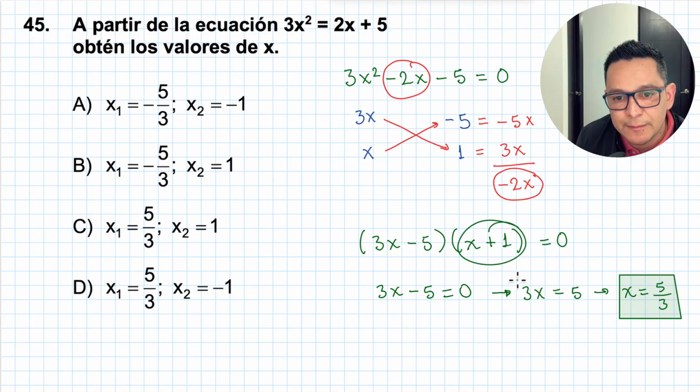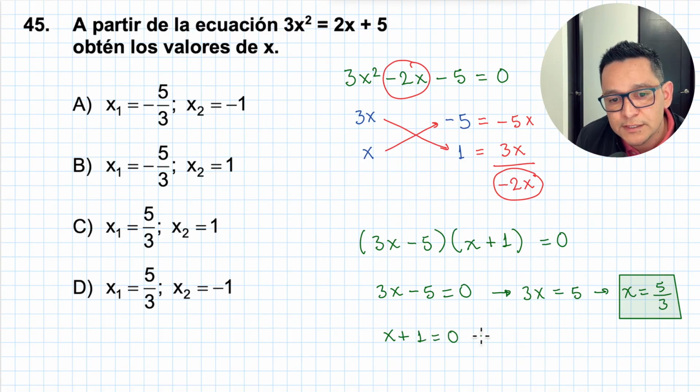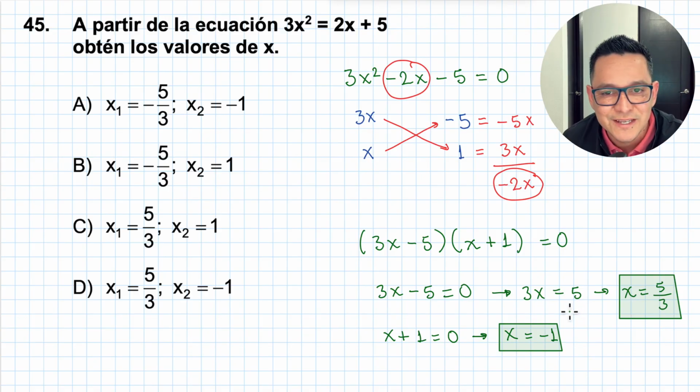Now from here, we're also going to set it equal to 0 to find another value for x. So I get x plus 1 equals 0. We solve for x here, and then we get that x is equal to minus 1. The reason is because that one was being added, and we're moving it to the other side as a subtraction, right? So, now we also have the solution for the other value of x. Well, this would be x sub 1, and this would be x sub 2. Or the other way around, it doesn't matter.